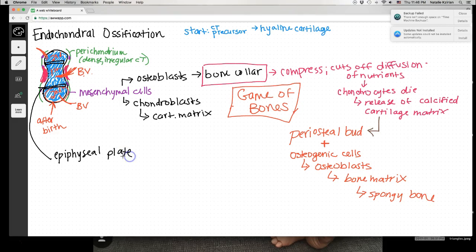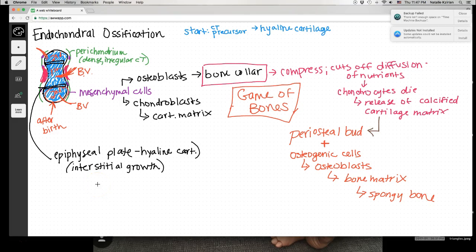right? Which, if you link back to the two types of growth that we have within bone, appositional and interstitial, this stays as hyaline cartilage so that we can go through interstitial growth of bone. Okay.